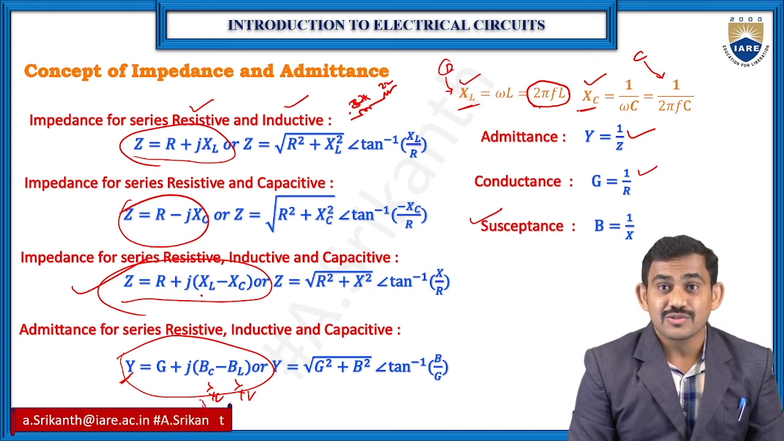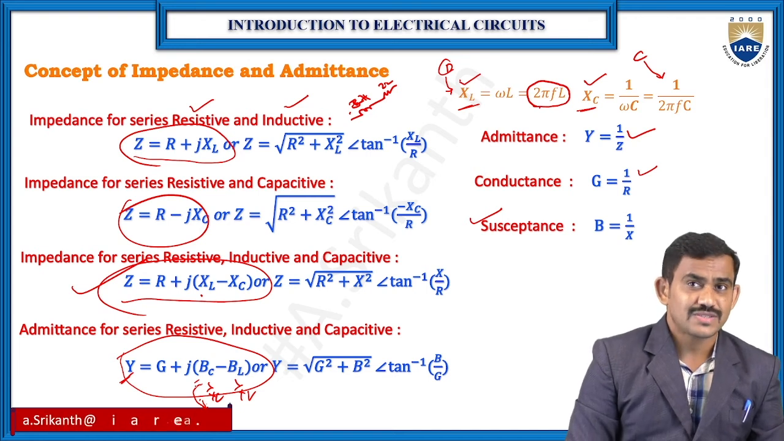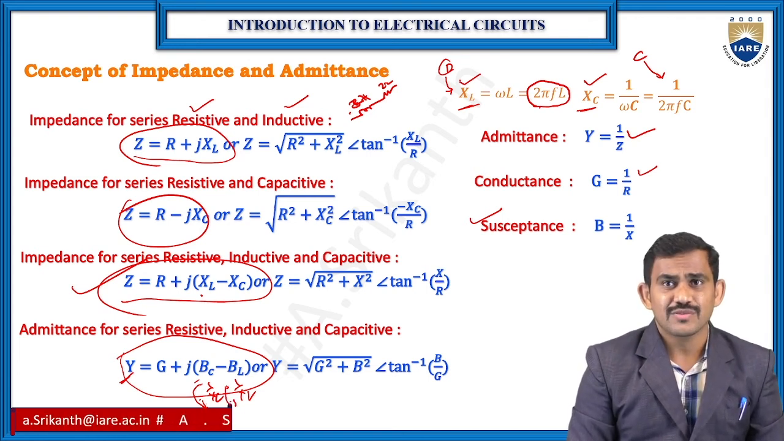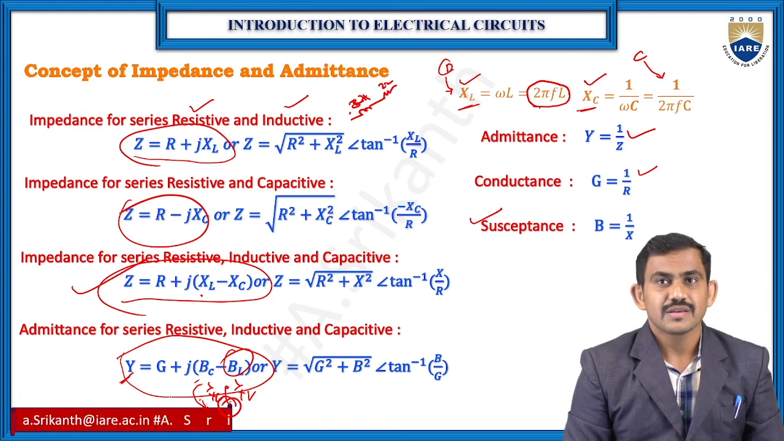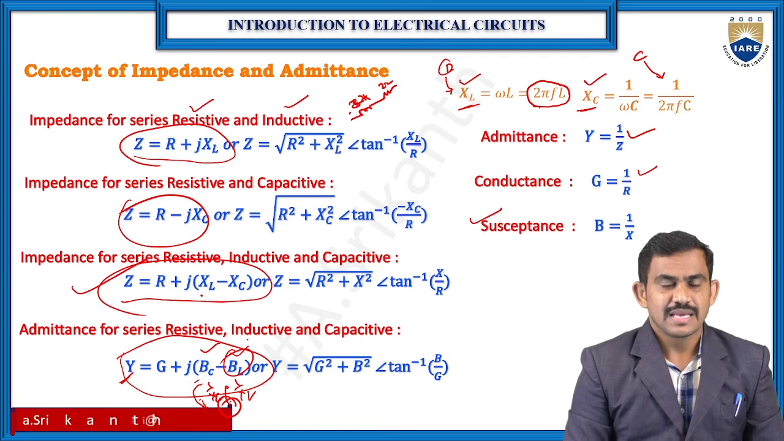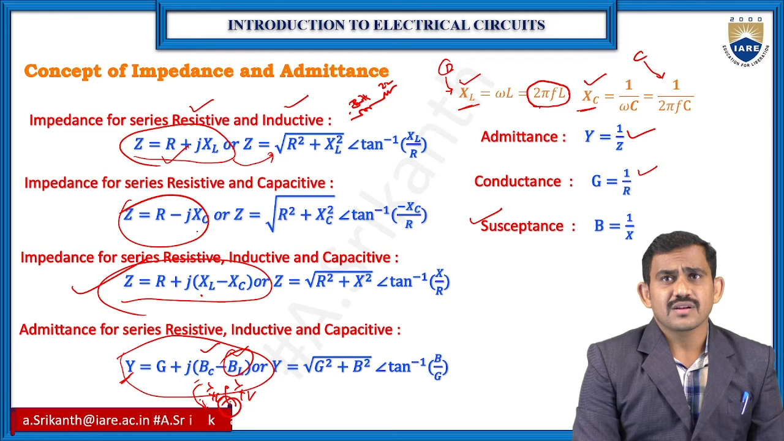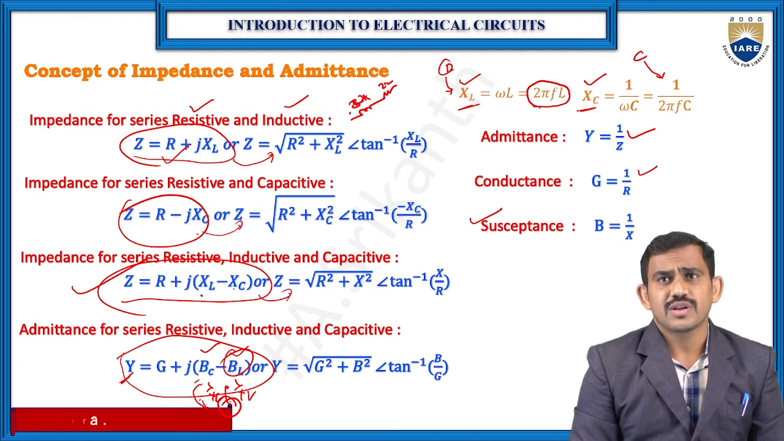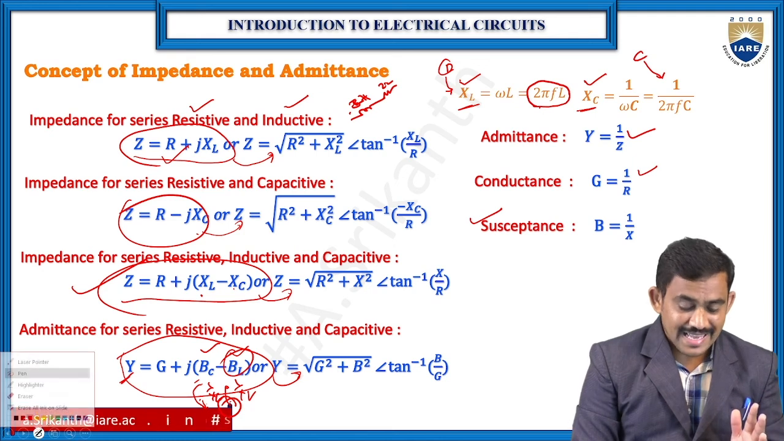We have the j value. So j up means we have the plus value, and j down means we have the minus value. Don't forget the j value. We have j in XL and XC, so we have plus and minus. So for BC we have plus and for BL we have the minus. This is your rectangular form. We convert rectangular form into polar. So these are the small formulas for AC circuits.